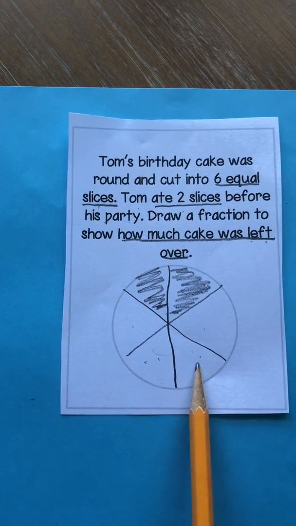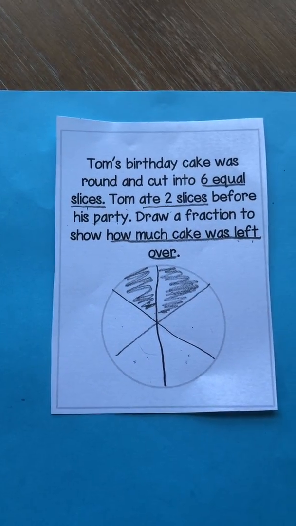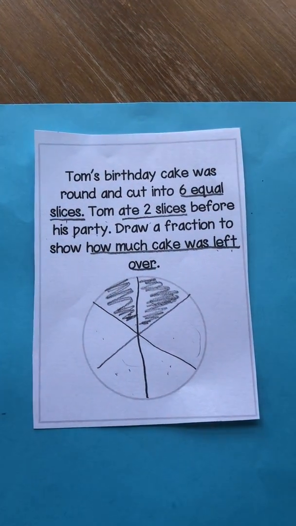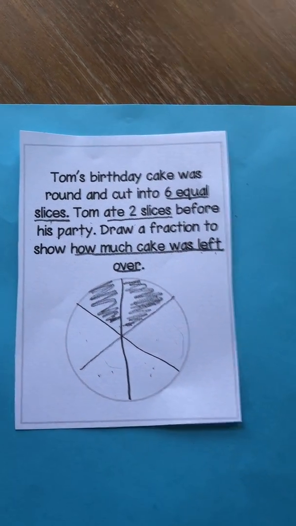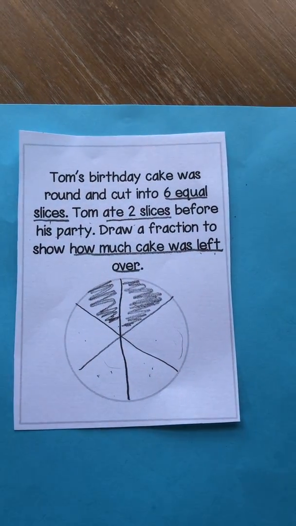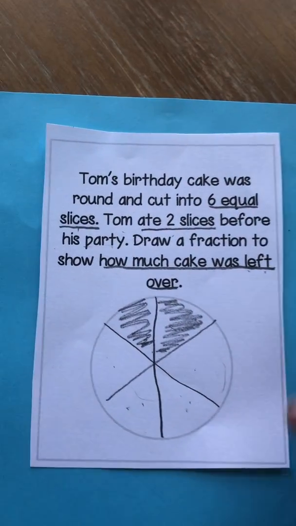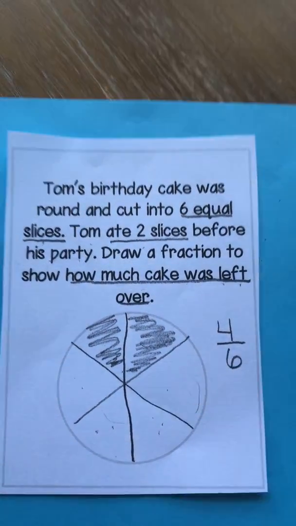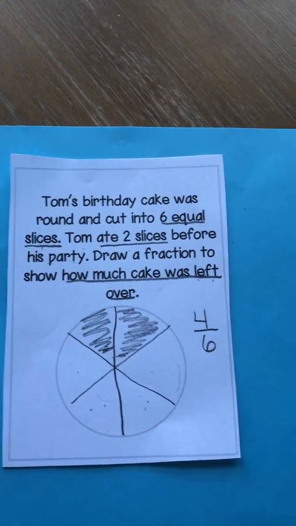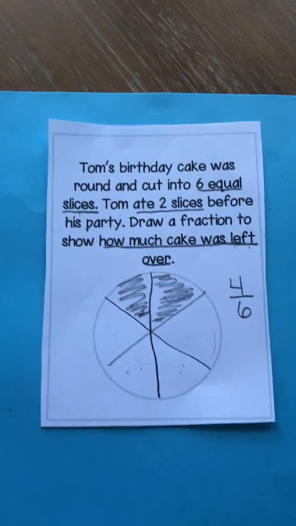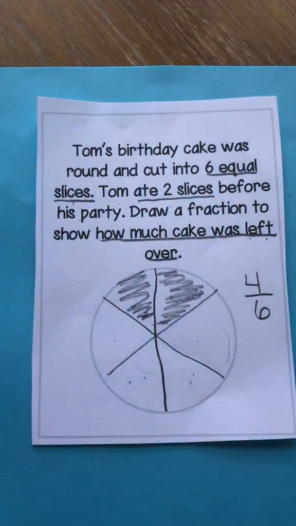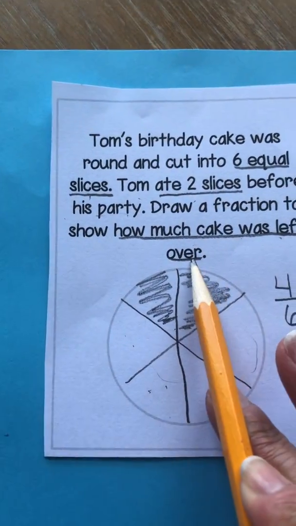1, 2, 3, 4. So if there's a total of 6 parts, but 4 are not shaded, what would be our fraction? If you said 4/6, you are correct. There are only 4 parts to this whole that have not been shaded. So that is what's left over.